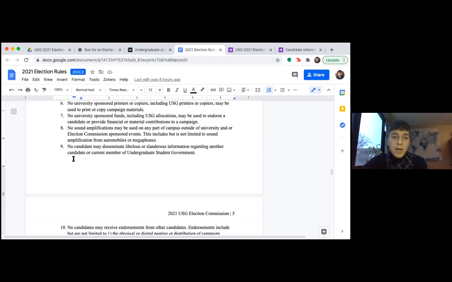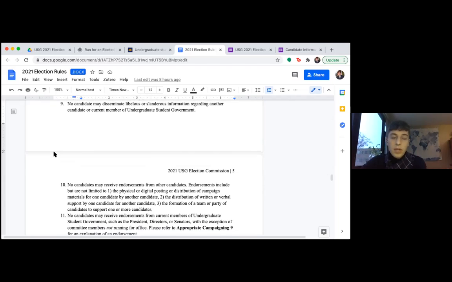No university-sponsored printers or copiers, including the USG one, may be used to print or copy campaign materials. Along with that, no university-sponsored funds, including USG funds, may be used to endorse a candidate or provide financial or material contributions. No sound amplifications may be used on any part of campus, including from cars. No candidate may disseminate libelous or slanderous information regarding another candidate or current member of USG.